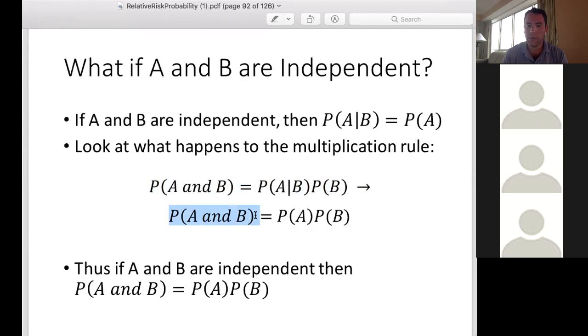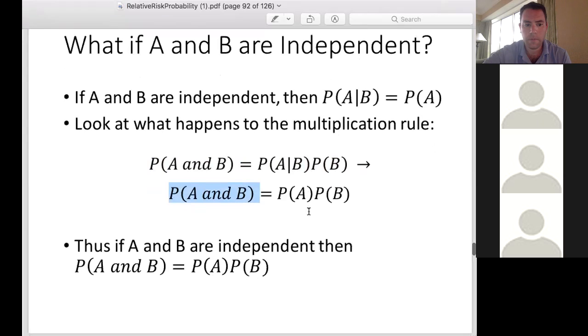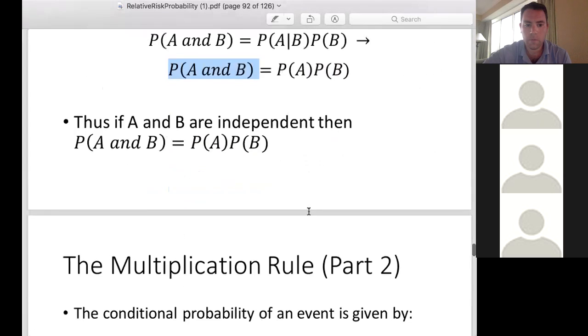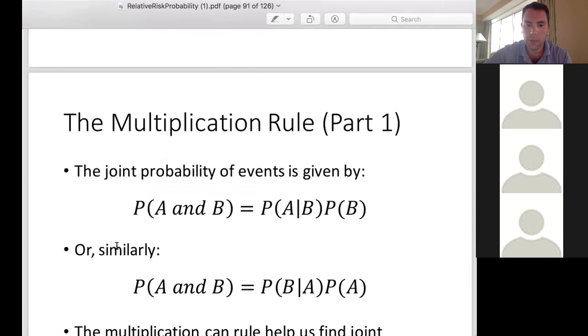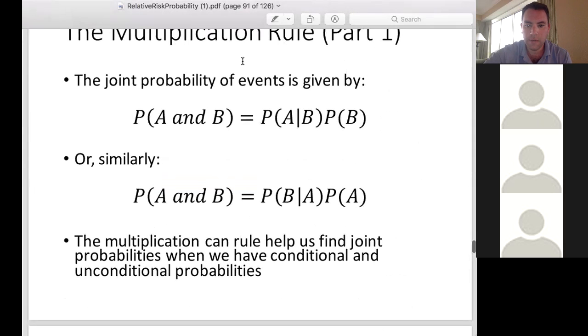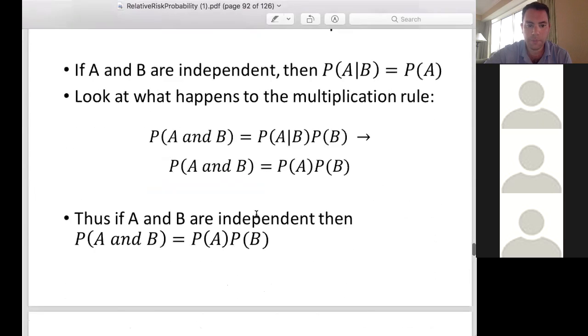If you're not dealing with independent events, then we have to use the multiplication rule. Does that make sense, Michael? Just want to make sure everyone's on the same page here. So this is the formula that we'll use for dependent events, the multiplication rule.